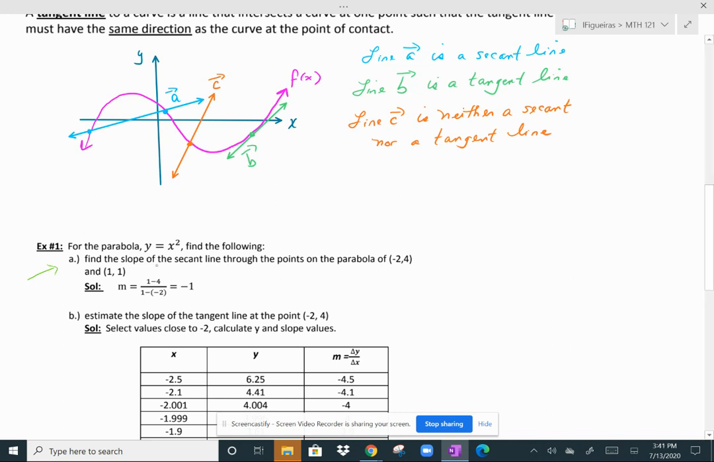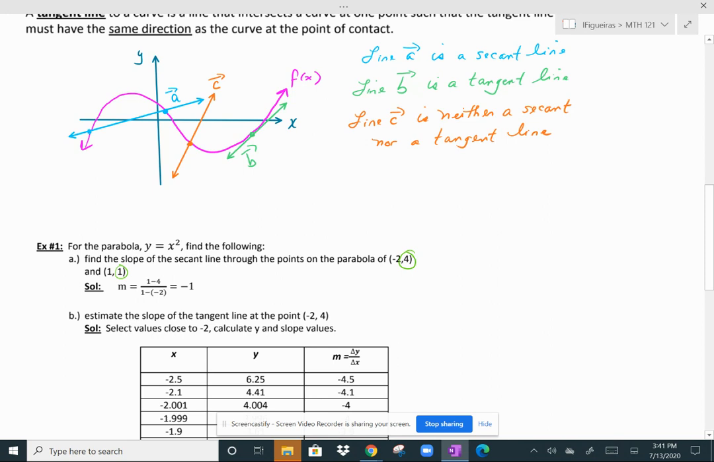So since it's intersecting the graph of x squared at 2 points, this is definitely a secant line. And in order to compute the slope, we need to know the y values. Now, in order to find the y values, you're just going to pick that out directly from the given points. So we have 4 and 1.